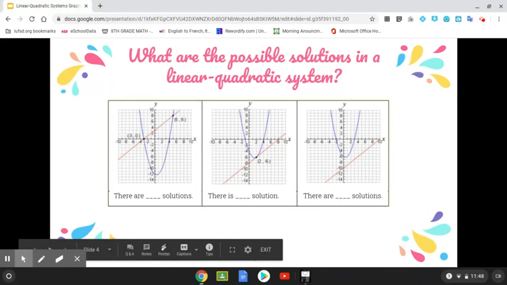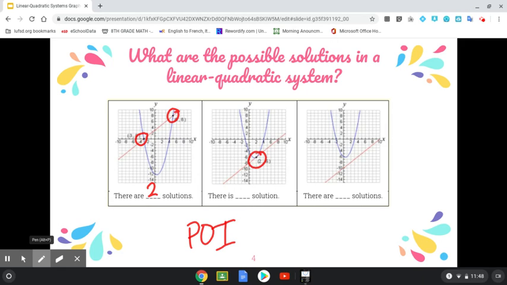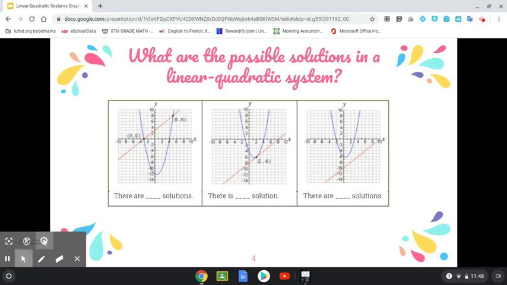So here are possible solutions. Don't forget, when you're solving a system, you're looking for your points of intersection, which is our POI. We always have to write those down for a solution to a system. With a quadratic linear system, we can actually have two solutions because it can cross twice. Those points of intersection are solutions, so there are two solutions. If the line is tangent to the quadratic, there's only one point of intersection, so there's only one solution. And if there are no points of intersection, there are no solutions. Okay, pause the video, make sure you get this down.